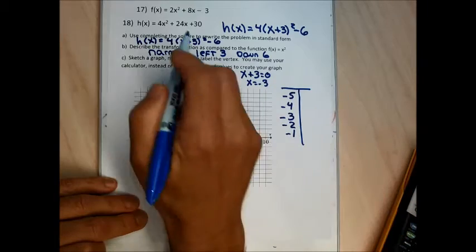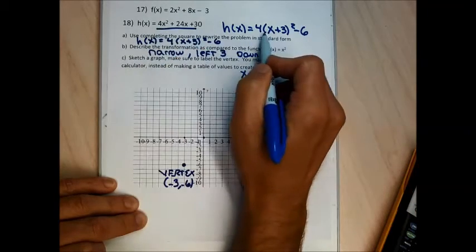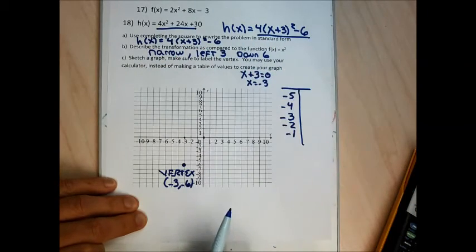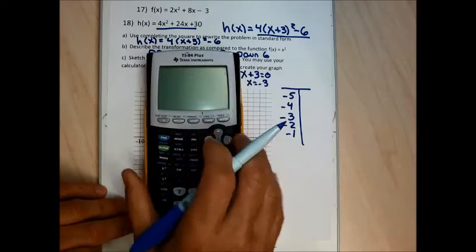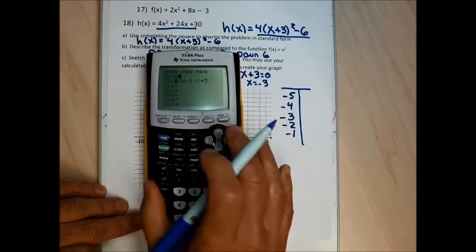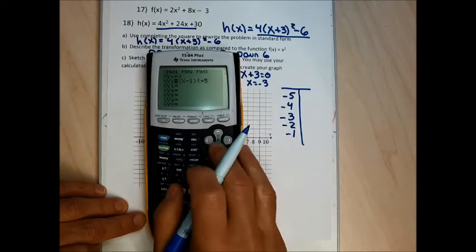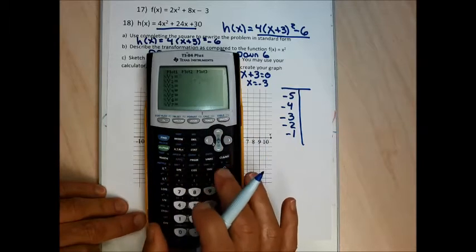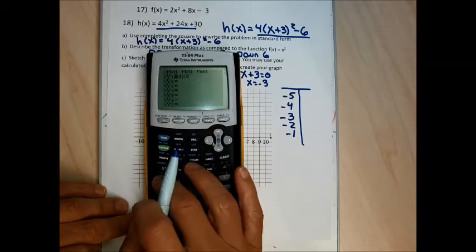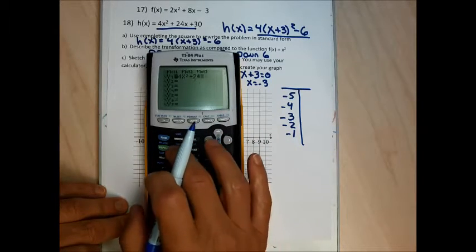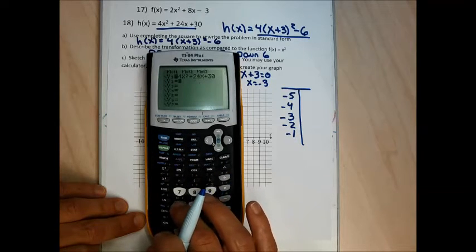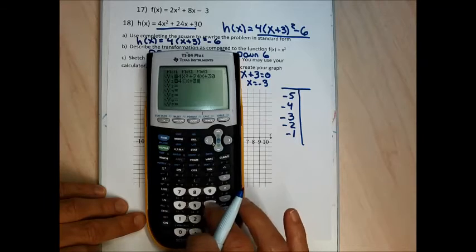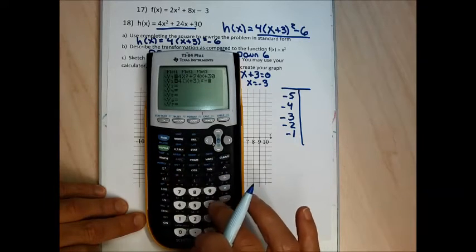I'm going to put this function in y1. I'm going to put this function in y2. If I have a mistake, I'll see two graphs when I graph it. If I don't have a mistake, I'll only see one graph. So now I'm going to go y equals, clear and clear. The original function, 4x squared plus 24x plus 30, and my answer to part A, 4 times (x plus 3) squared minus 6.